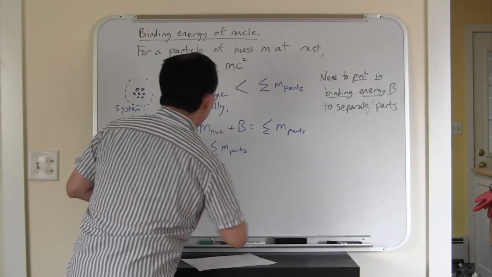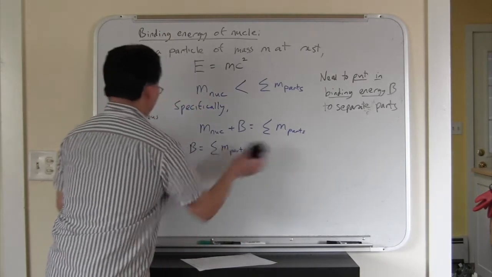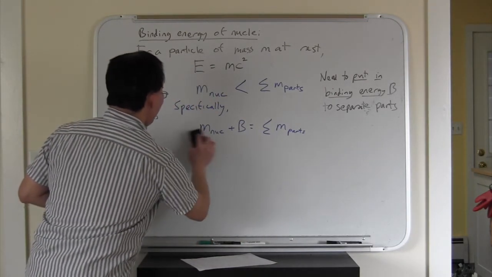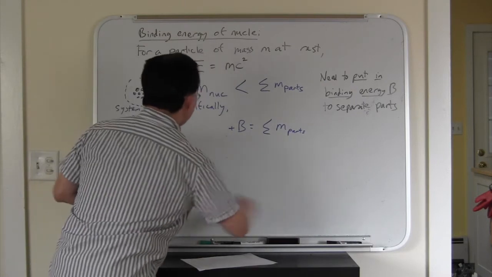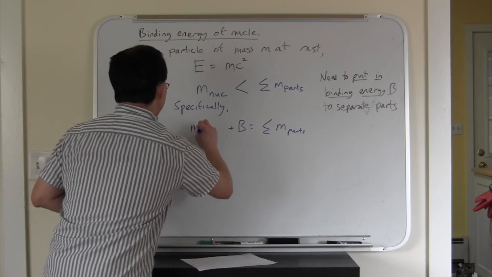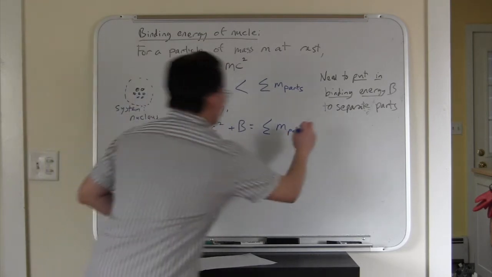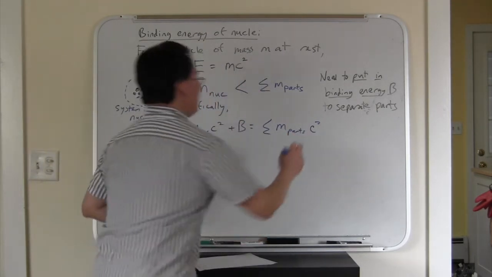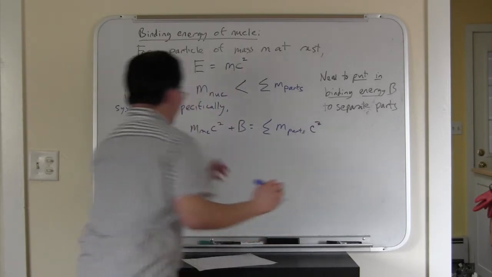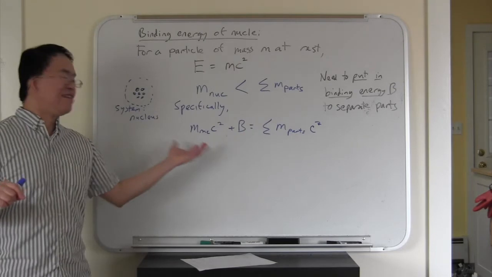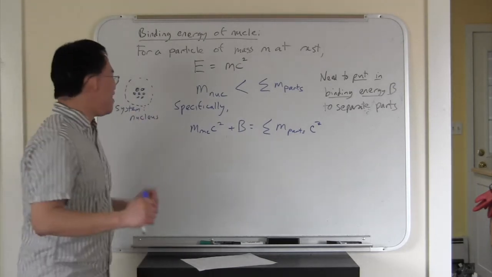I lost a factor of c squared, forgetting I'm in SI units. Let's make this all consistent: M nuc c squared plus binding energy. There we go. Okay, so now, my bad, we're good with something that is dimensionally correct in SI.